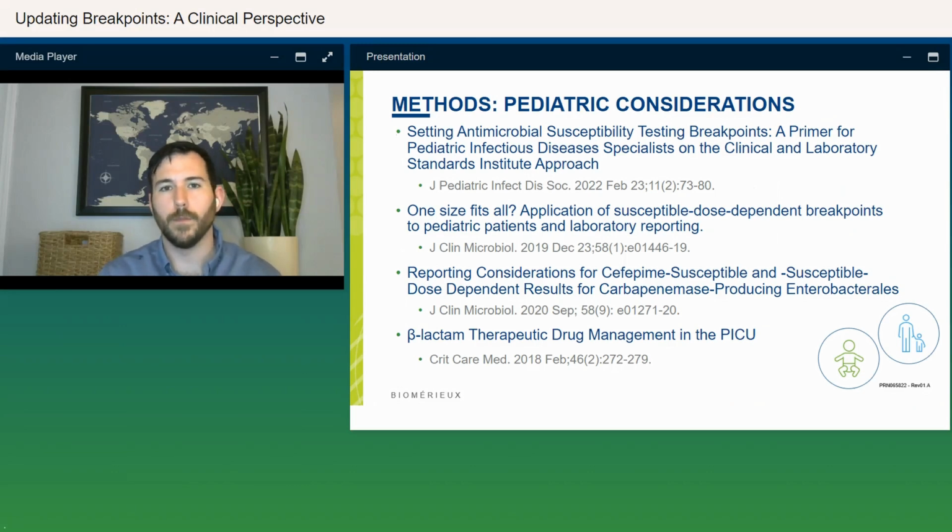We wanted to highlight a few resources for pediatric populations. We're not going to delve into any of the data here today, but there are several publications that have come out over the last several years if your institution serves a pediatric population to really consider what the role of SDD in that patient population is as well.